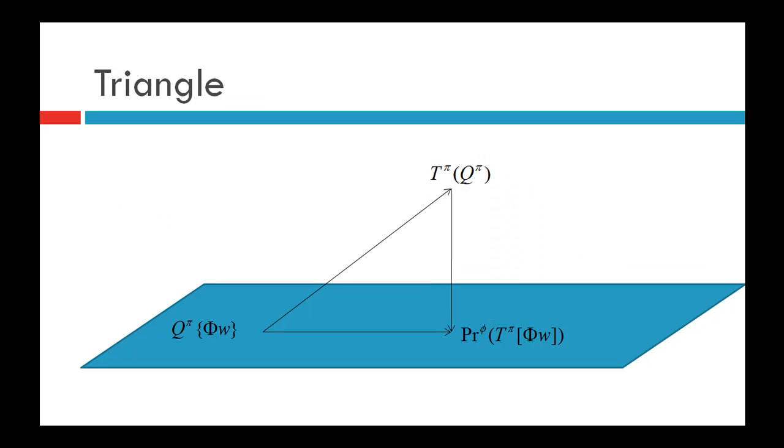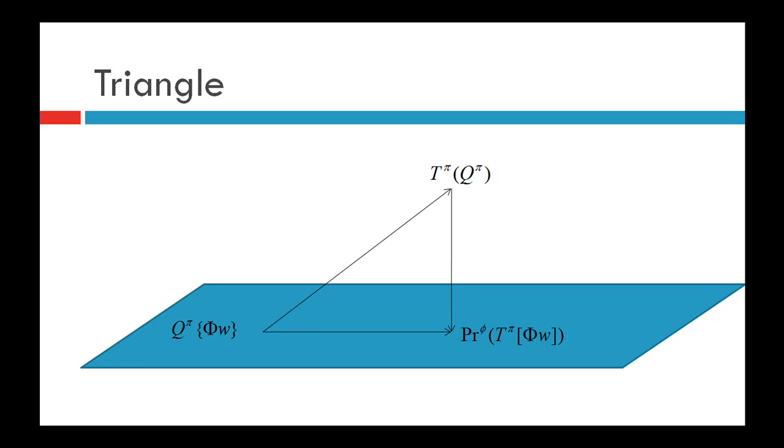So this is a triangle defined by the three components. The q pi, which is phi times w, is in the span of the matrix phi and is a linear combination of its columns. The Pr phi times T pi of phi w is again on this hyperplane. And the third component is T pi of q pi, which is in general not in the span of the matrix phi, since T pi is a non-linear operator. The Bellman operator is a non-linear operator. So these three components define the triangle, and the Bellman residual minimization and fixed point solution minimize different lengths of the triangle.